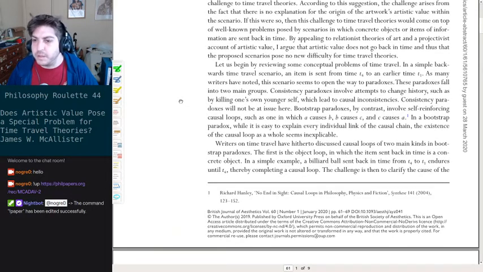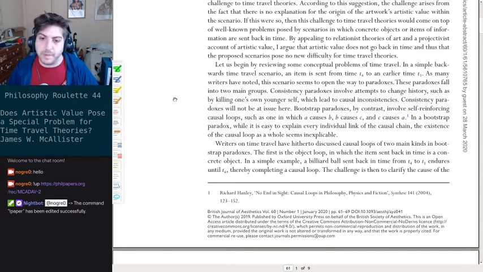Let us begin by reviewing some conceptual problems of time travel. In a simple backwards time travel scenario, an item is sent from time t4 to an earlier time t1. As many writers have noted, this scenario seems to open up the way to paradoxes. These paradoxes fall into two main groups: consistency paradox, involving attempts to change history, such as by killing one's own younger self, which lead to causal inconsistencies. Consistency paradoxes will not be at issue here. Bootstrap paradoxes, by contrast, involve self-reinforcing causal loops, such as one in which A causes B, B causes C, and C causes A.